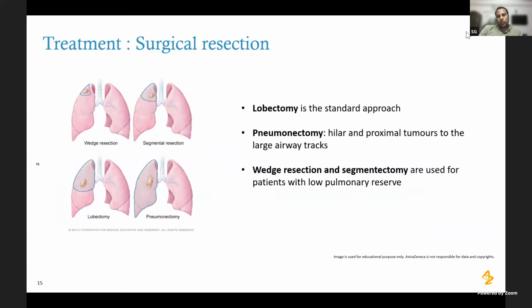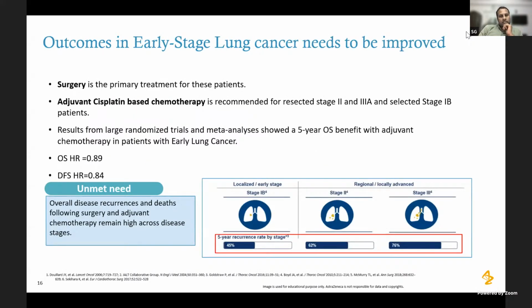Surgical resection, mostly we do lobectomy, pneumonectomy, or wedge resection, depending on the lung reserve that is remaining, as well as the tumor size and the location. Outcomes in early stage lung cancer, surgery is a primary treatment, as we all know, and adjuvant cisplatin therapy has been shown in the LACE meta-analysis to improve survival. It was around 5% improvement in overall survival over 5 years.